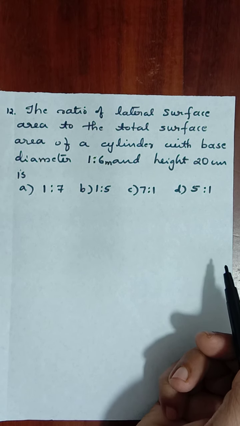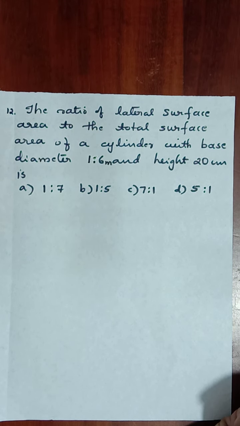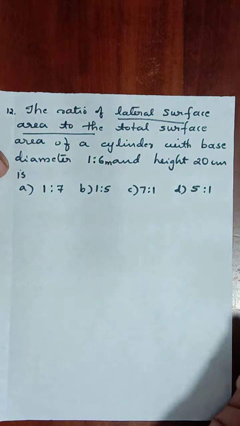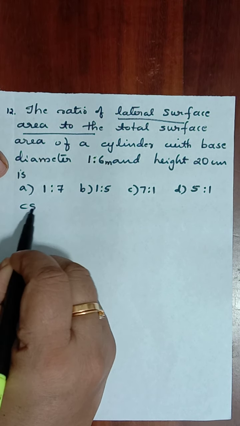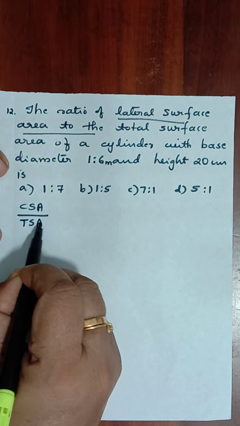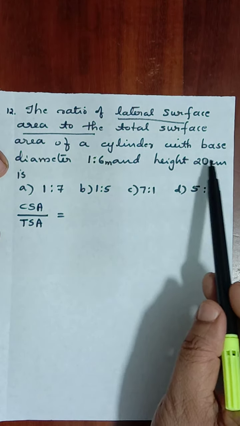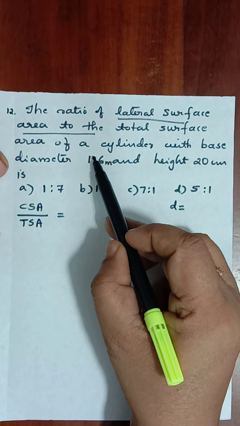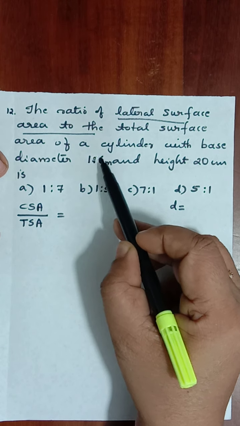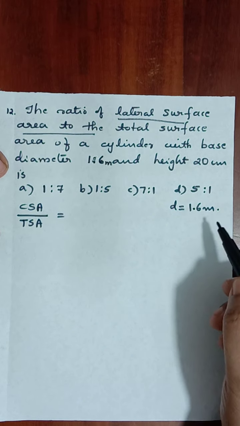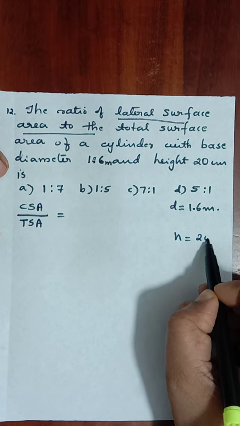Let us see the 12th question. Ratio of lateral surface area to the total surface area of a cylinder. Lateral surface area means it is CSA itself, to the total surface area, TSA, of a cylinder with base diameter D equal to 1.6 meter and height 20 centimeter. H is equal to 20 centimeter.